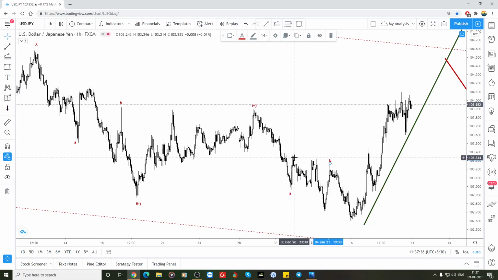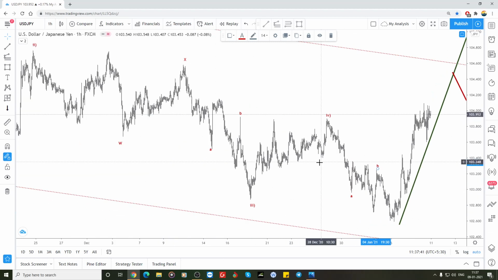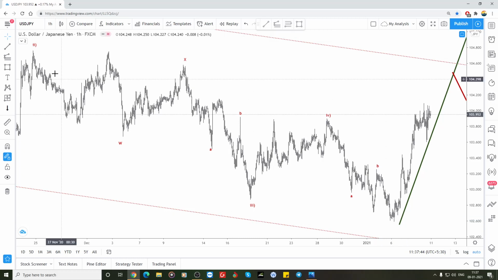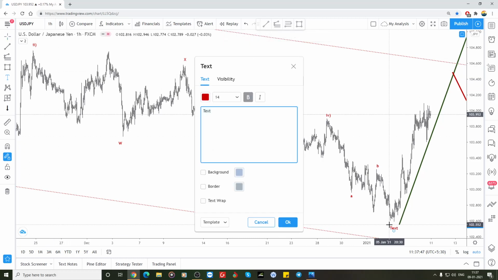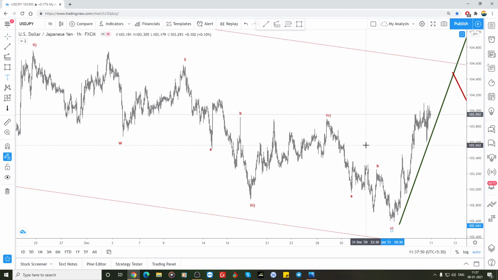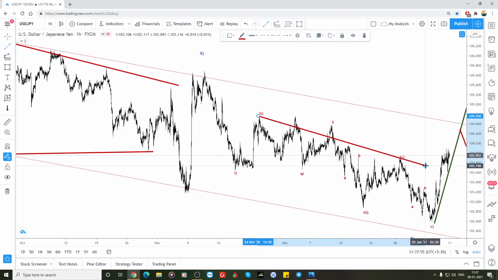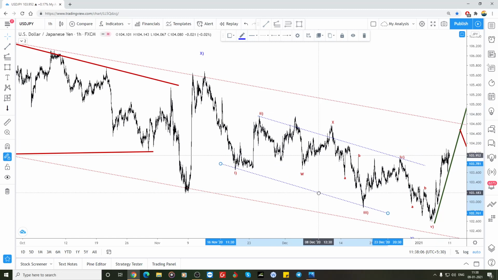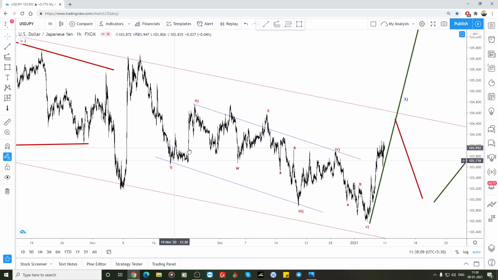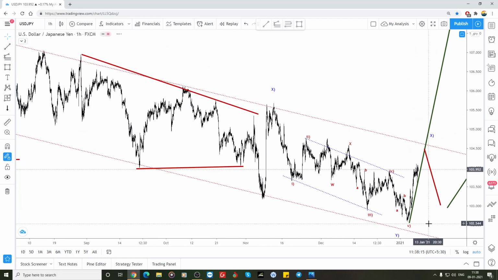See here, it is impulsive, and after that it's a running flat. B and C is completed. So the fifth wave is also completed here. So each wave got that ABC, and again if we clone this, we will get a perfect, right? See, 1, 2, 3, 4. That's it. Simple. A, B, C, and fifth wave got completed.